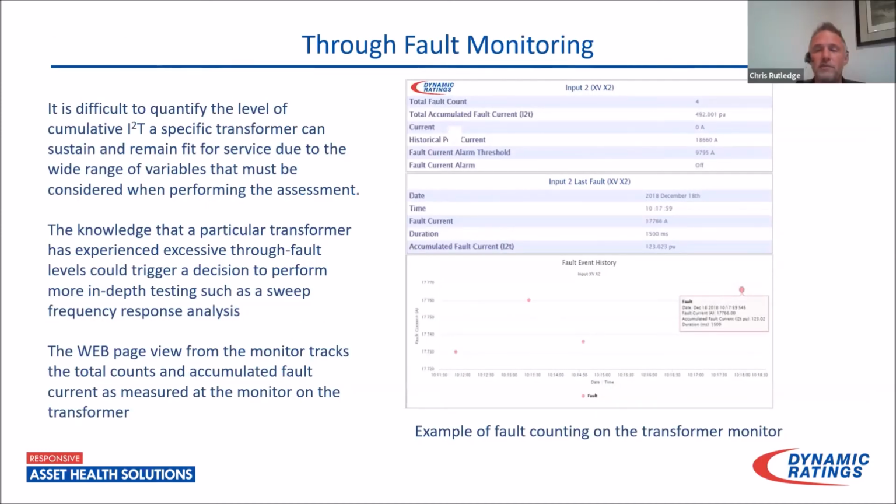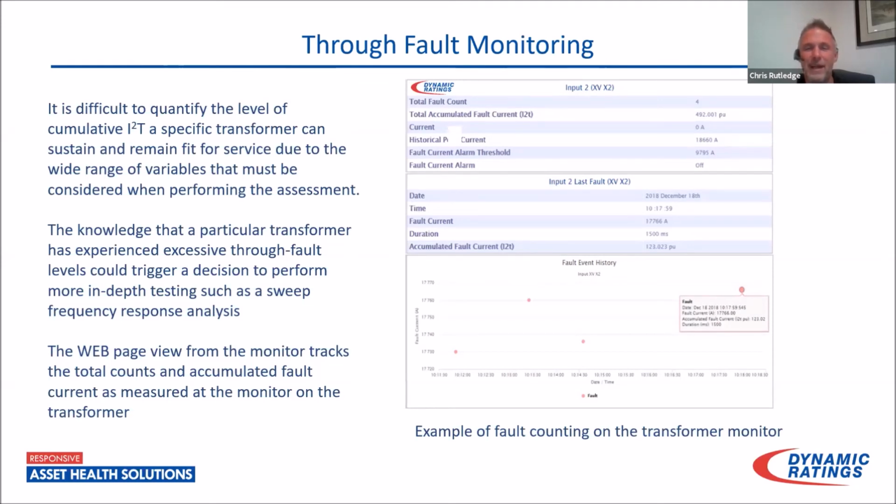Also, on our transformer monitor, we do offer through fault monitoring. So if you wanted to actually see, on a specific transformer, the number of through faults that had occurred, it can be done through our through fault count card. Now, again, this is one of the things that nobody really gives you an exact value of, okay, this is the level of through fault that you can stand on this equipment. We do know that it does affect the life of the equipment.